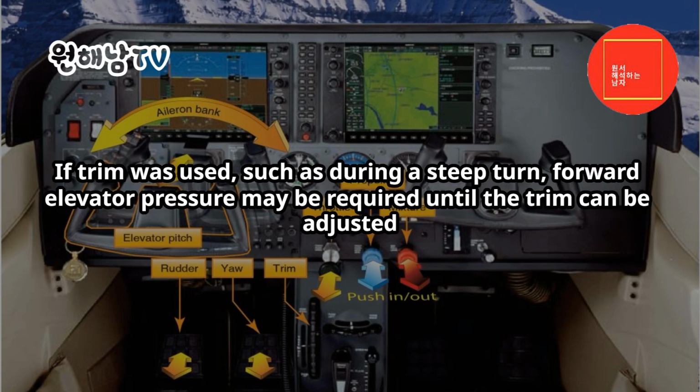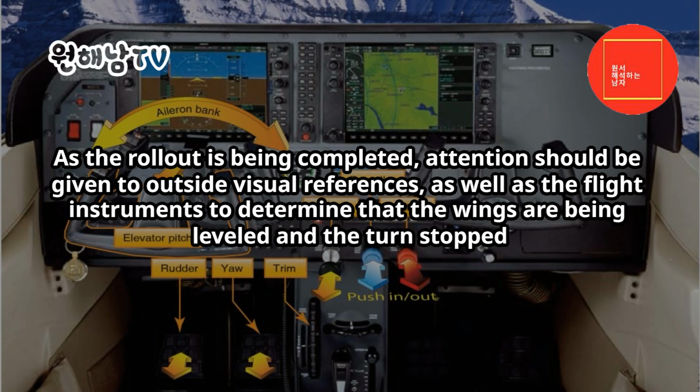If trim was used, such as during a steep turn, forward elevator pressure may be required until the trim can be adjusted. As the rollout is being completed, attention should be given to outside visual references, as well as the flight instruments, to determine that the wings are being leveled and the turn stopped.